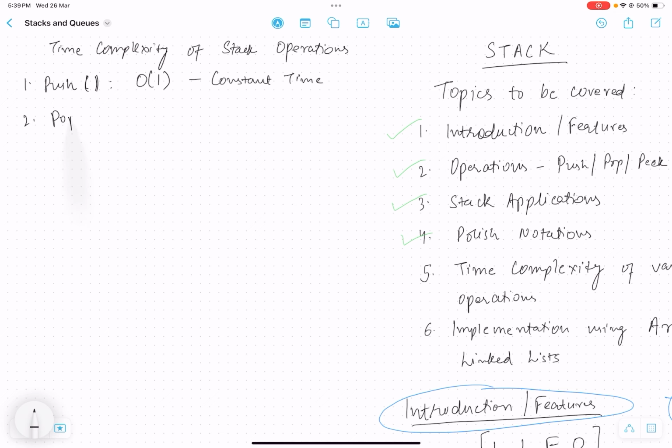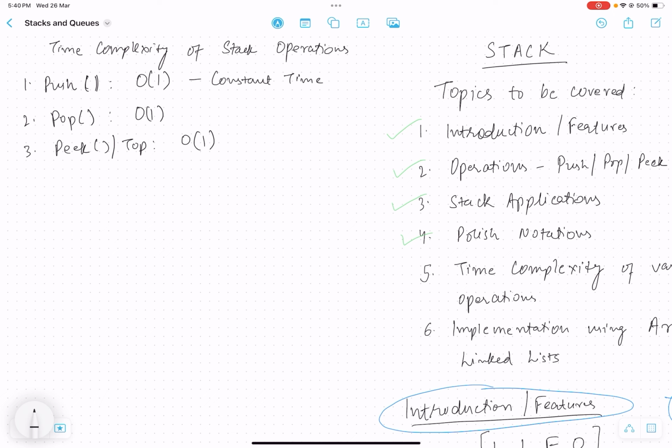Similarly, pop also. You just need a constant time to pop something from the stack, and peek or top, they also have constant time, because it doesn't matter how many elements are there in the stack, you are just touching or popping or pushing the element at the top. Rest are not touched, they are not iterated. That is why stack is such a beautiful and widely used data structure. All the operations are constant time, no matter how many elements are present.